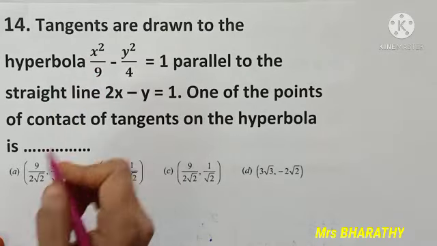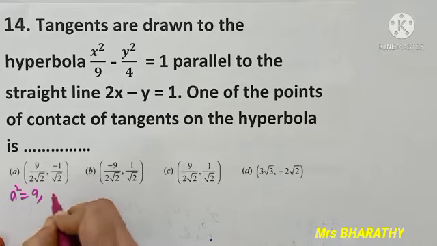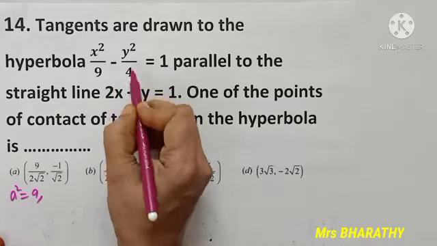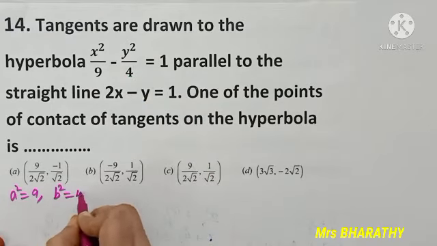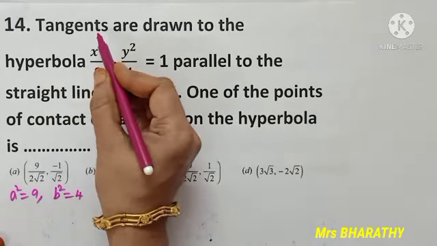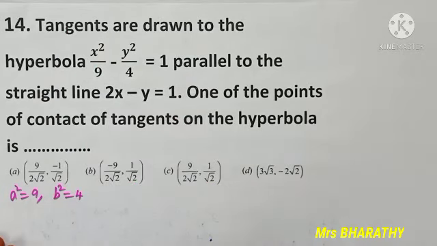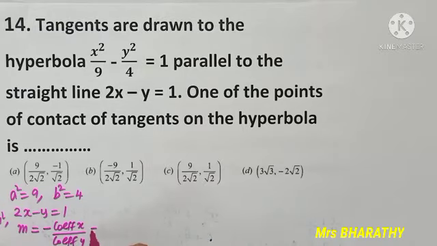Plus term will be a square, that is 9. Minus term, the below term is b square. So b square is 4. As soon as I read tangent, I recall slope. Parallel to the straight line given. So the given line is 2x minus y equals 1. So what is m from here? Because it is given parallel, we have same slope. So I get minus coefficient of x by coefficient of y. That is minus 2 by minus 1, which is 2.